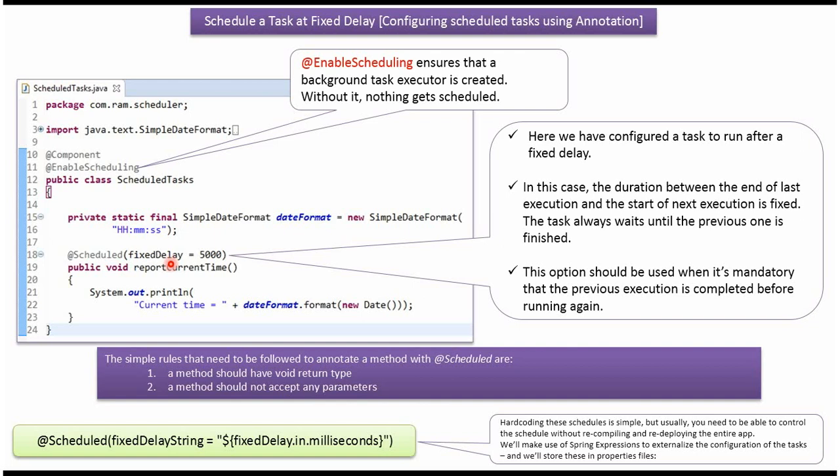Here we have specified fixedDelay is 5 seconds. That is hard coded in the code. To avoid that, we can put this 5 seconds in the property file and we can access it like this.